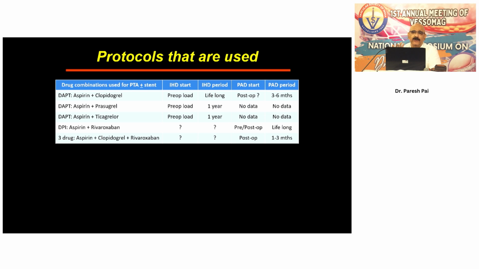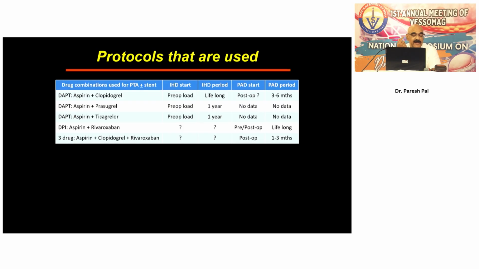Some people discontinue the second antiplatelet much earlier and stick to only one antiplatelet. Prasugrel and ticagrelor are used extensively by the cardiologists, but we don't have any data on using them for peripheral arterial disease. For DPI, again, there is a reluctance from the cardiology side to use these molecules. Whereas because of VOYAGER, we find that these are patients who have already been on DPI, or you start them post-operatively as early as you can. And generally the idea is to continue for life.